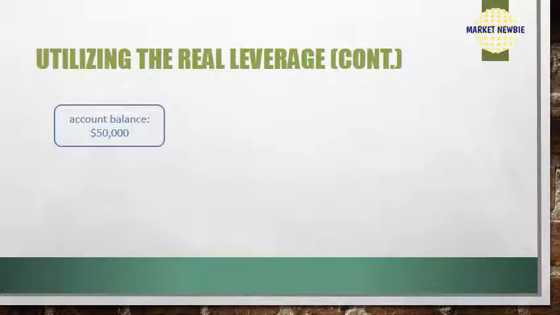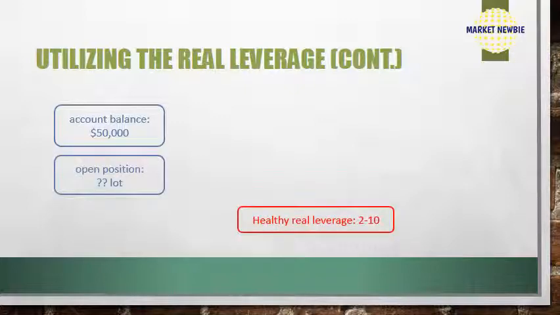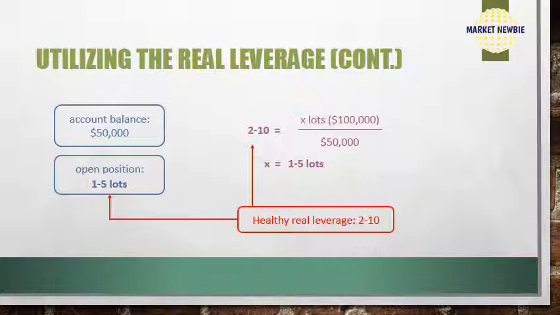We can also use real leverage to calculate how many positions one can have in her or his account. For instance, Lisa now has a Forex account with $50,000 balance. How many open positions can she have in order to keep the account healthy? By applying the healthy real leverage rate of 2 to 10, we can arrive at 1 to 5 lots. So with a $50,000 account balance, Lisa can open 1 to 5 lots to keep a healthy account.